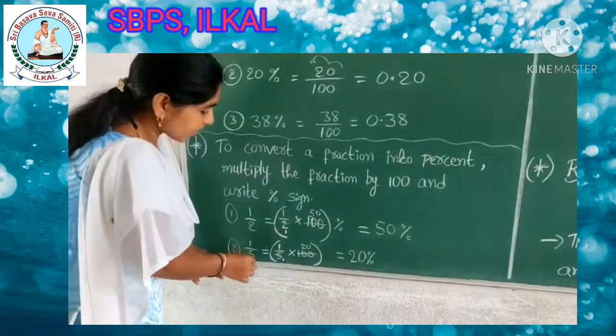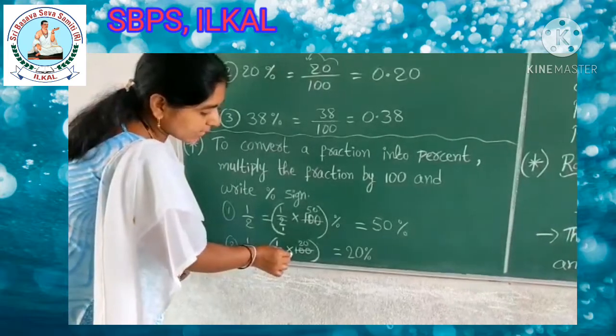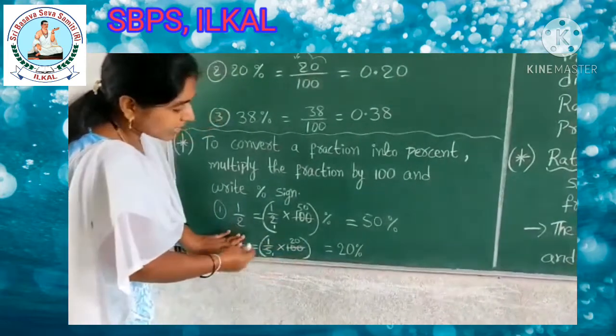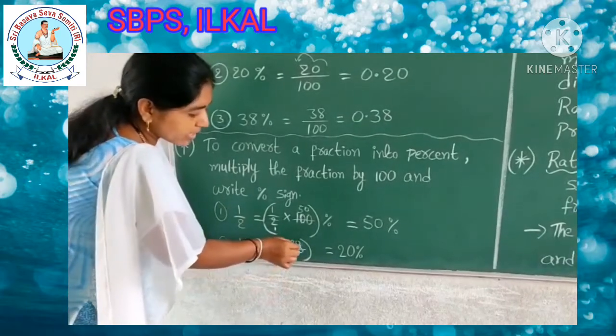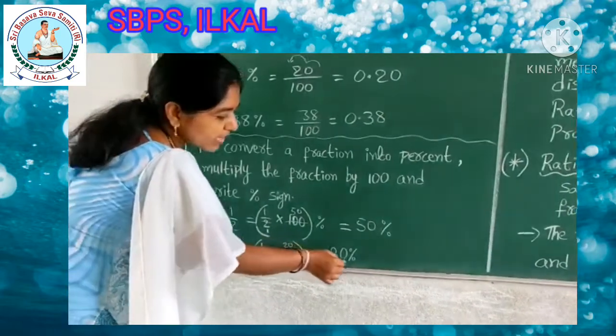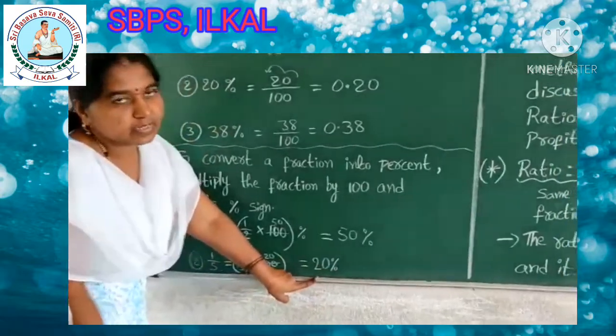One more example, 1 by 5. 1 by 5 into 100. This fraction you are going to convert into percentage. 5 ones are 5, 5 twos are 10, 0. 1 into 20 is equal to 20, which is nothing but 20%.